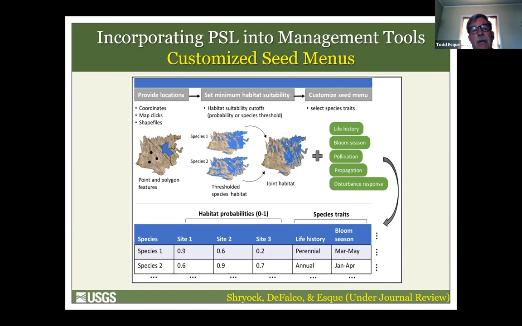And then you can set a minimum habitat suitability, or you can just let the model provide everything that lives in these areas that you've identified. This has to do with thresholding in species distribution models. What that will do is by identifying those locations, it will identify all the species that live in those areas that you can select from. And the output is a joint habitat map provided of the species that are available in that area. And then a lot of specific characteristics for those species that can be used by the restoration practitioner.